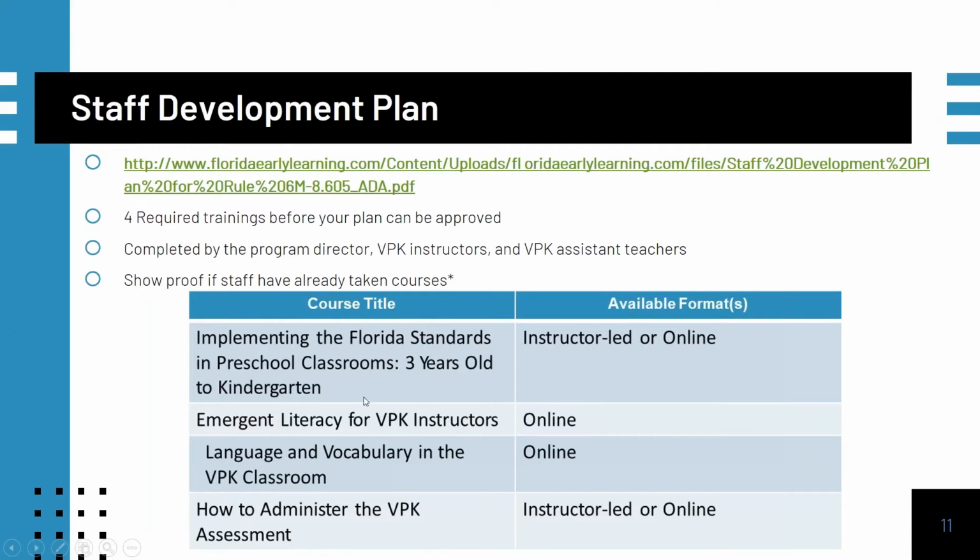Okay, so the 4 courses that you would need to take are implementing the Florida standards in preschool classrooms, 3 years old to kindergarten. Now it says implementing the standards, Florida 3 years old to kindergarten, but if you have taken a previous standards course, like for example, the 4-year-old standards, that is completely fine. Emergent literacy for VPK instructors, language and vocabulary in the VPK classroom, and how to administer the VPK assessment.